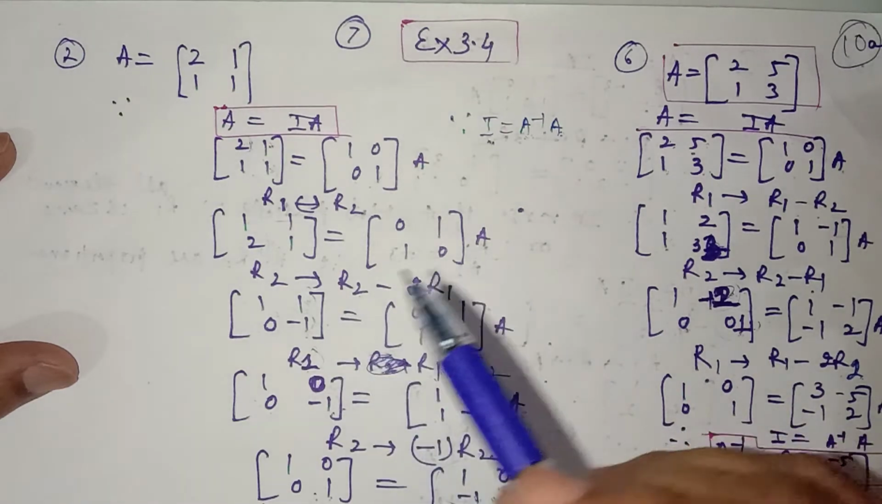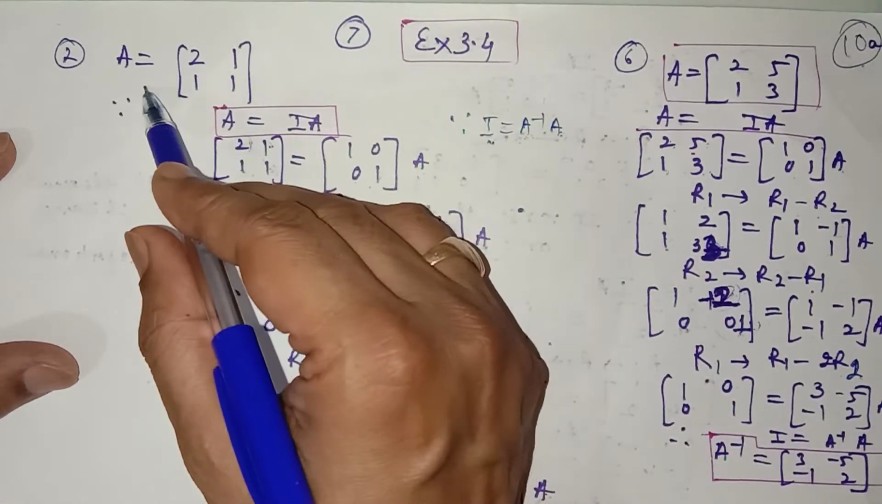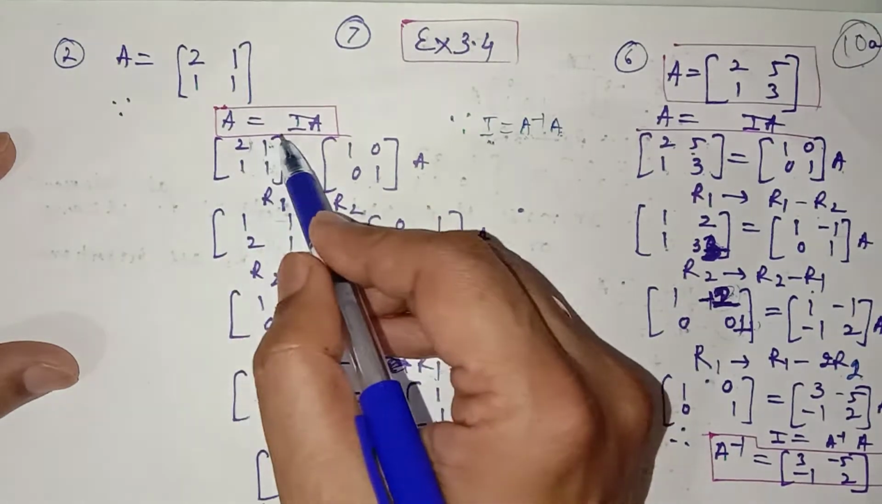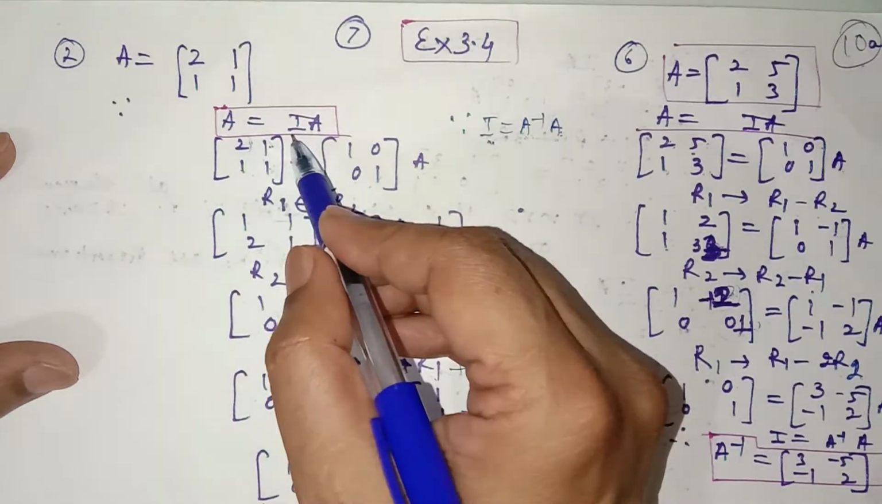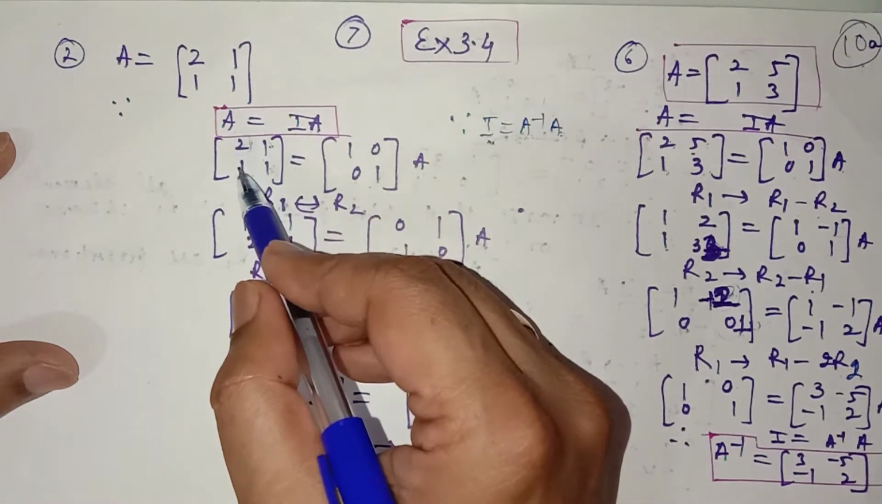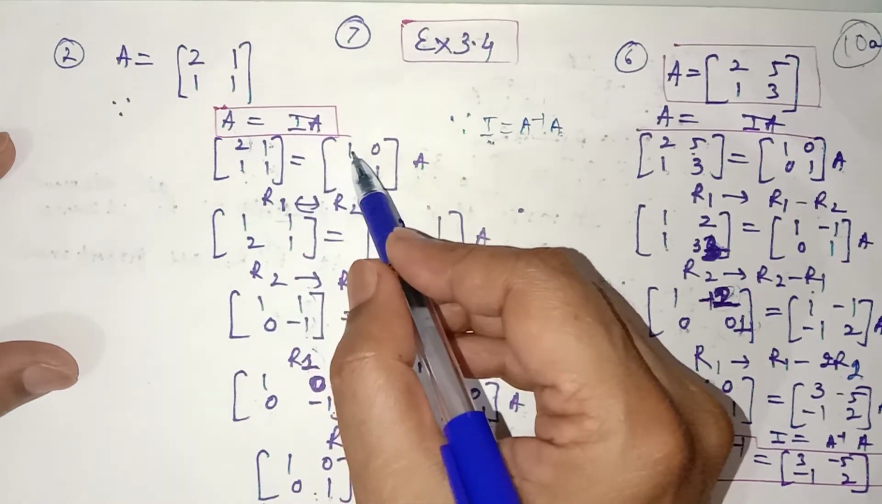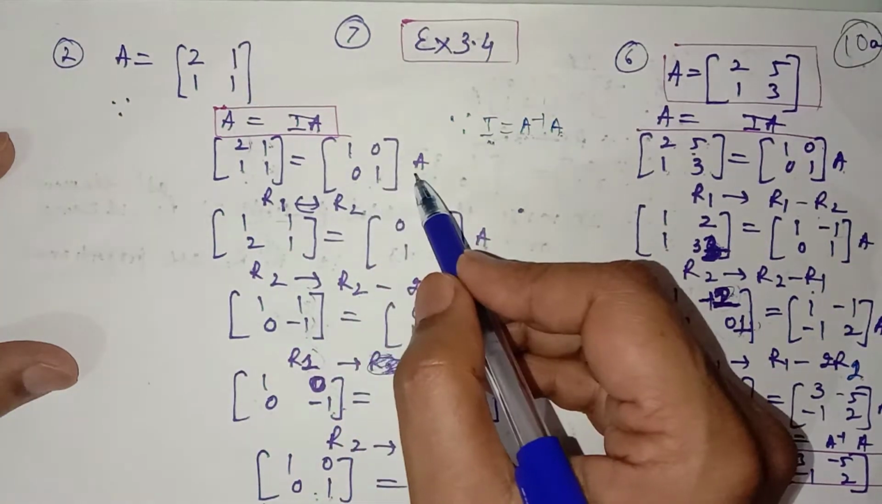You can do the same thing with columns also. Now let the given matrix be A, and we can write A equals I times A, because if we multiply any identity matrix with matrix A, it will be equal to A. So you have to write the matrix A on the left hand side and the identity matrix, 1 0 0 1, on the right hand side, with A as it is.